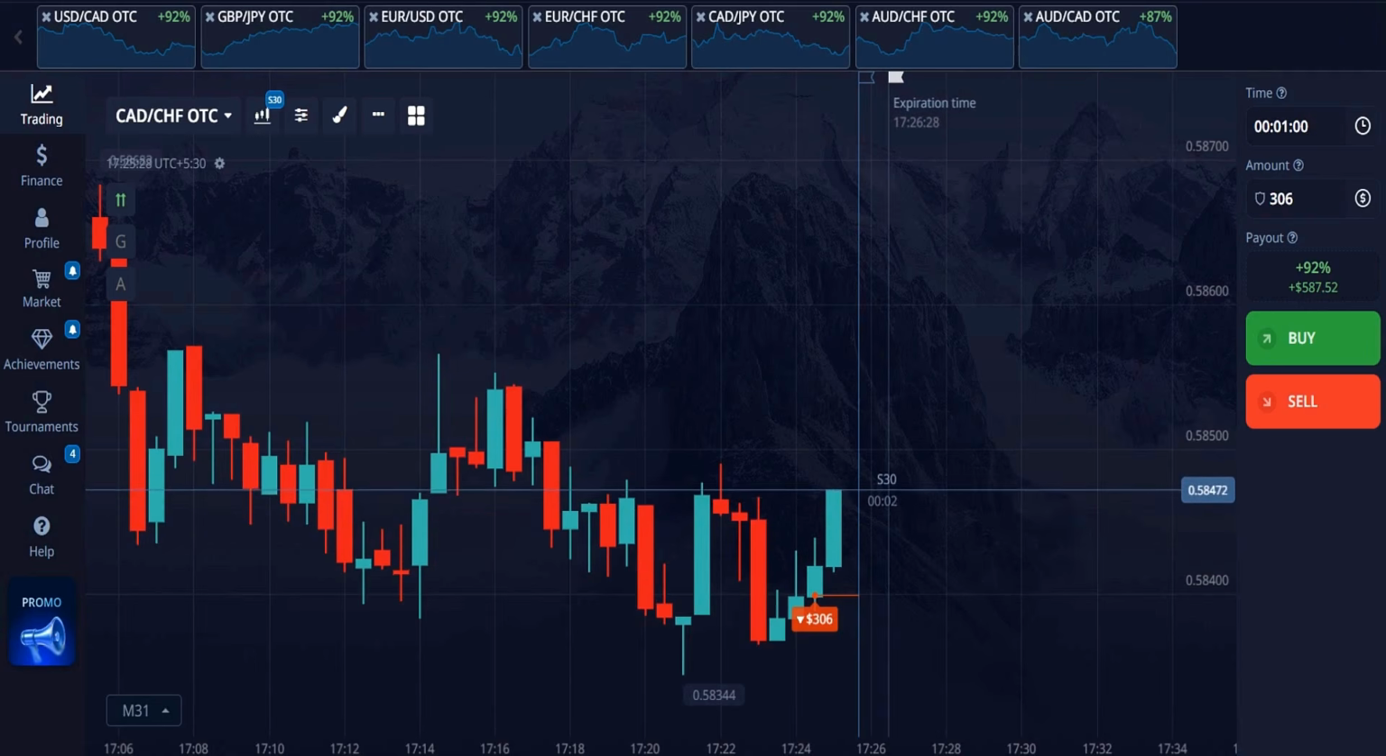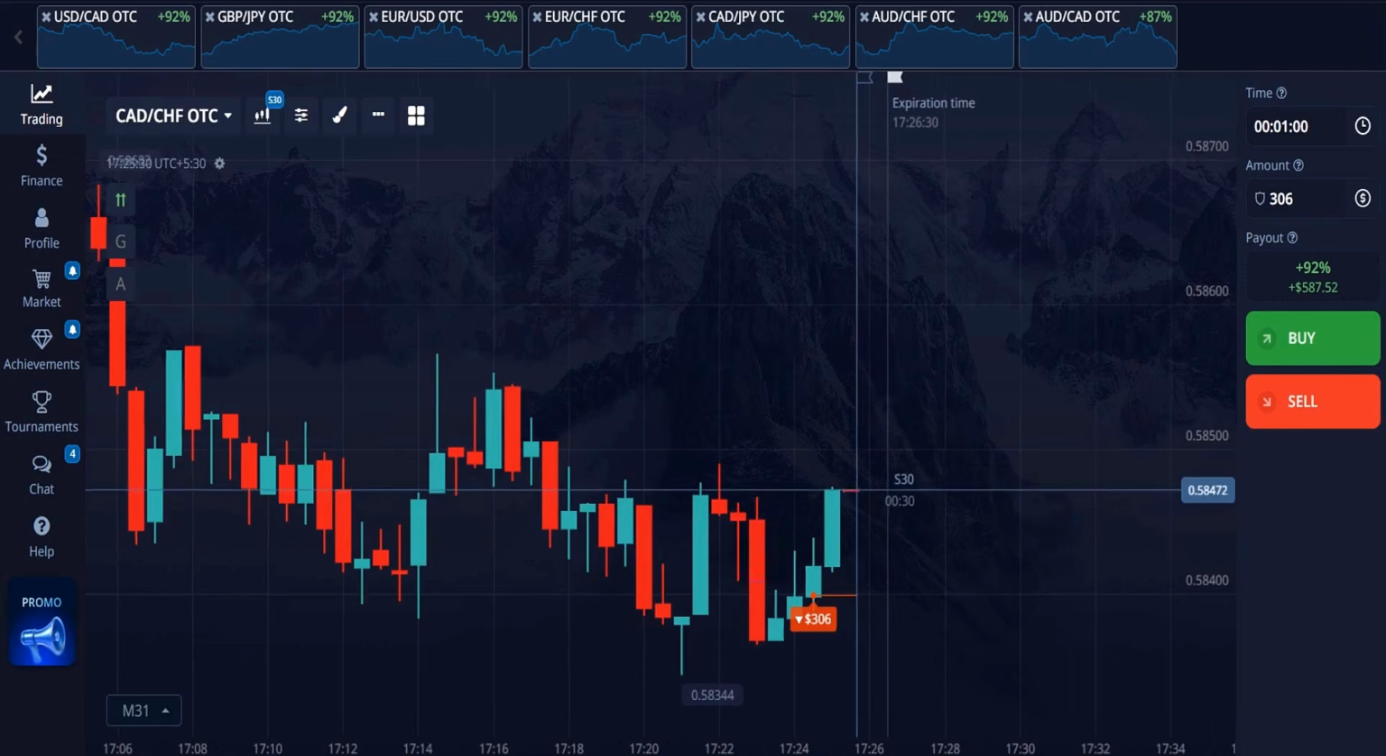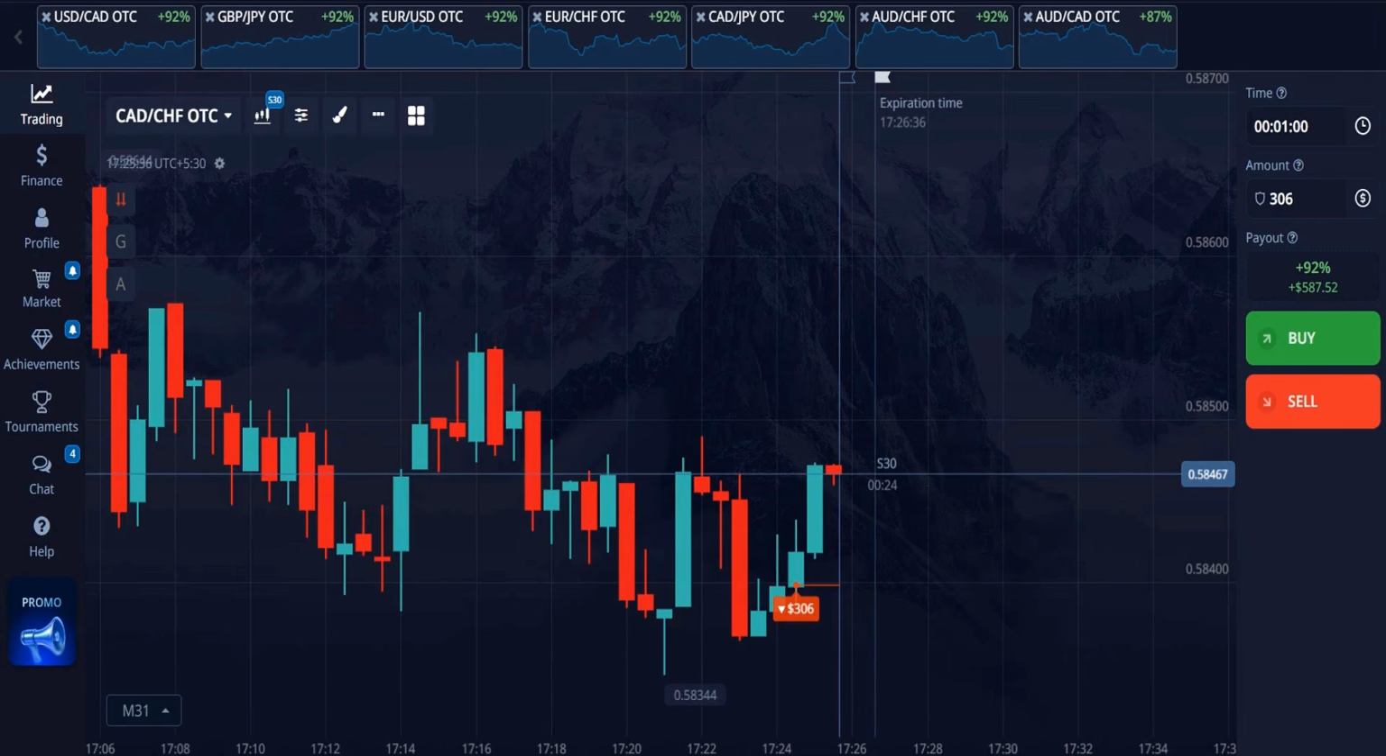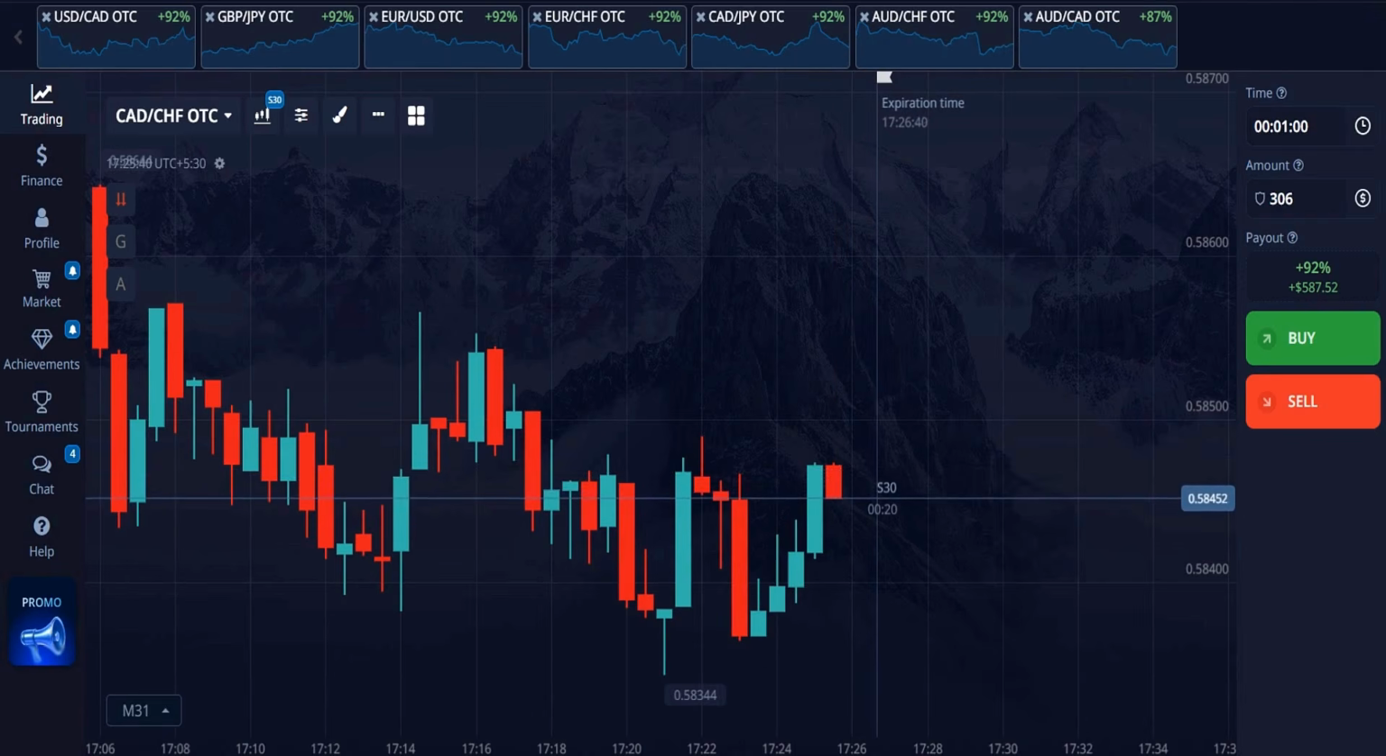This kind of movement shows hesitation in the market. It's a sign that both sides are fighting for control. In such moments, the best approach is to simply observe calmly rather than react emotionally, because the candle's behavior is already telling you that momentum is shifting. As the candle closed, the trade ended in a loss.